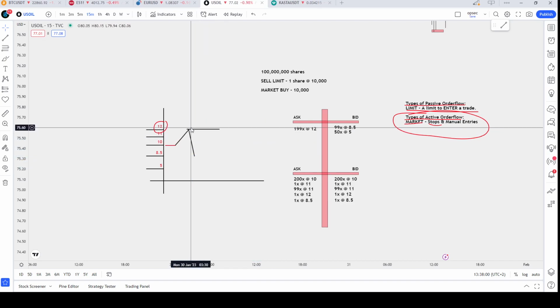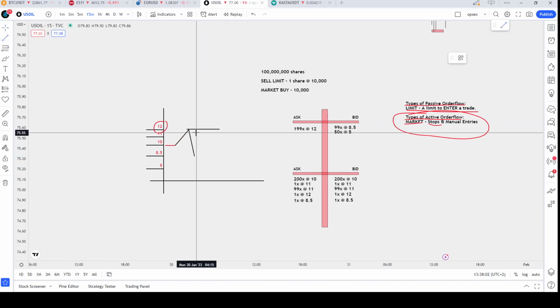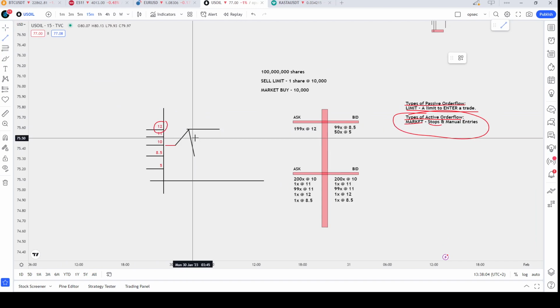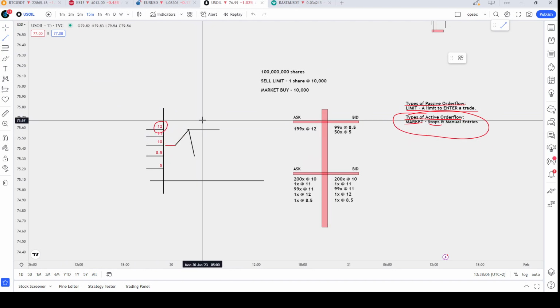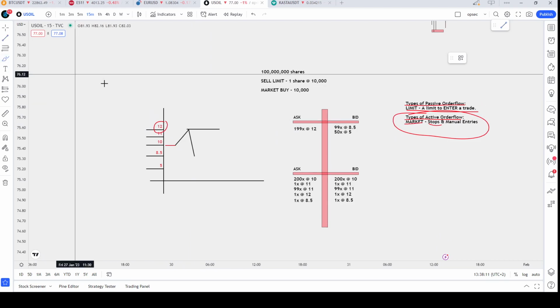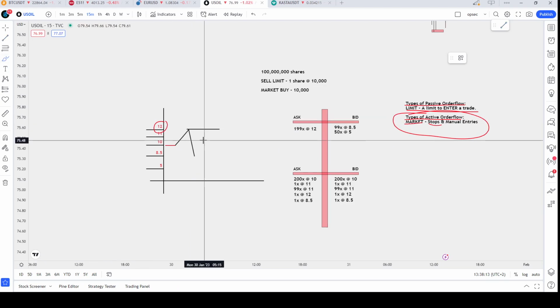So market makers are going to anticipate that if price gets above this, a lot of people are going to now be buying. All the people who sold in these areas are going to be buying over here. And that's going to be an opportunity for them to sell to those buyers at a high price.